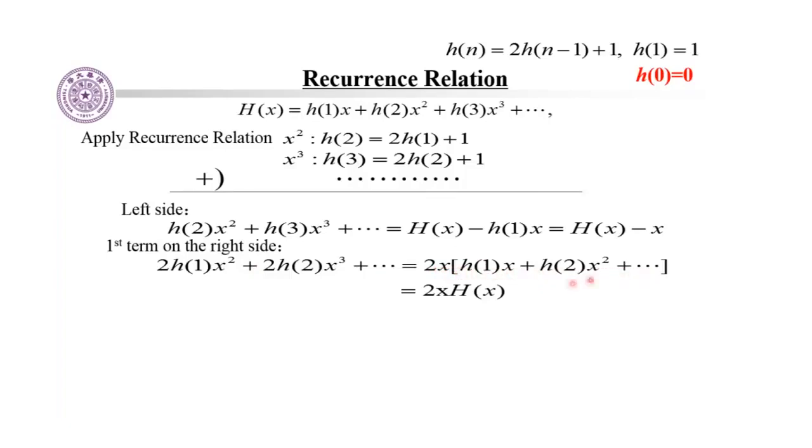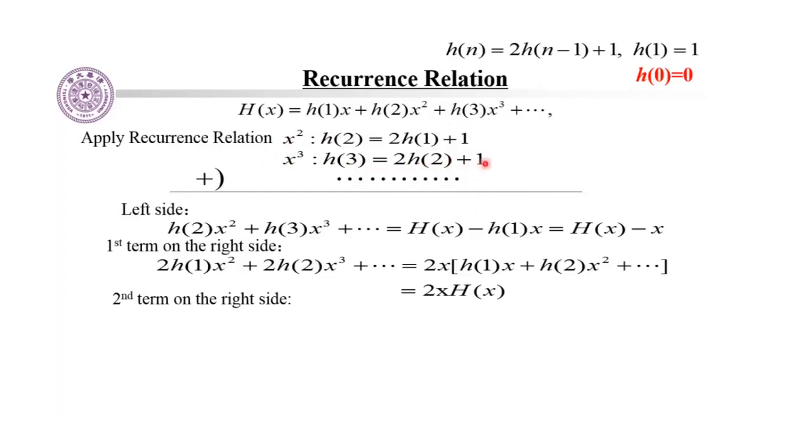power has been accumulated, which equals to picking 2x from each term, and the rest is h1x plus h2x squared continually accumulated. This term is just what we are talking about, the generating function. Thus, the first term on the right side can be directly written as 2 times x multiplied by hx. And what about the second term on the right?